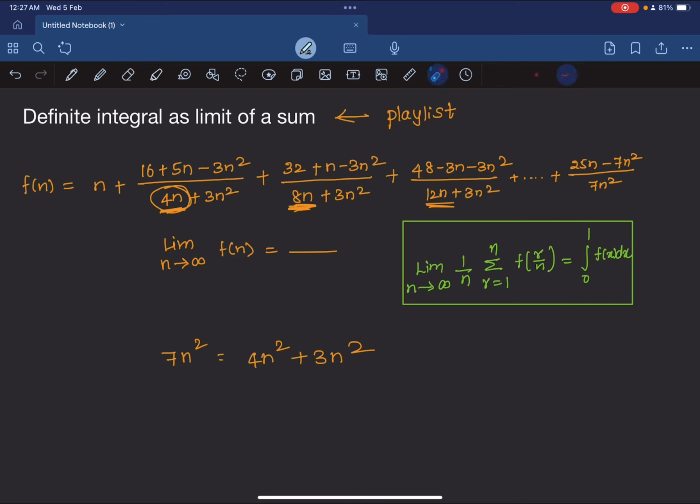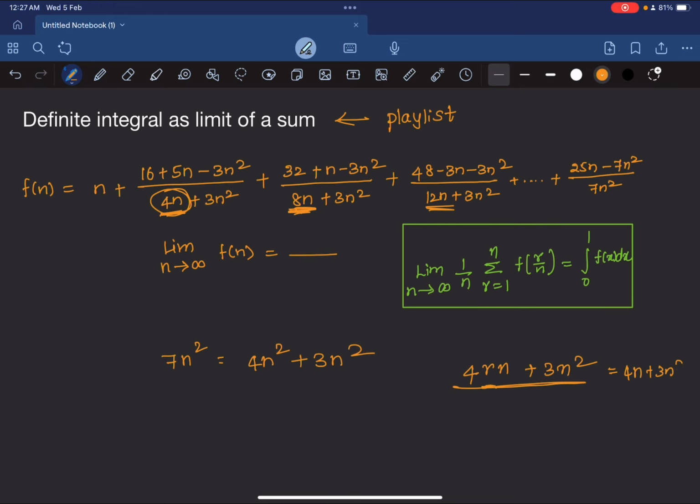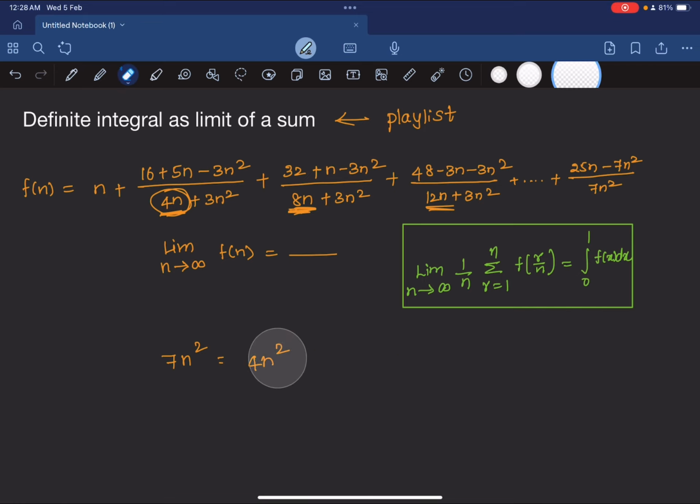Now what is the general term for the denominator? The general term for the denominator is 4 into r into n plus 3n square. If you put r is equal to 1, you'll get the first term, 4n plus 3n square. If you put r is equal to 2, you'll get 8n plus 3n square, which is your second term. If you put r is equal to 3, it will be 12n plus 3n square. So the general term for the denominator is 4rn plus 3n square.